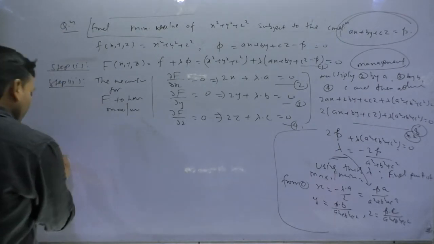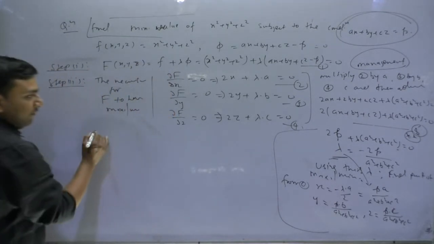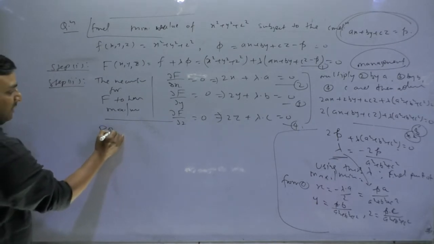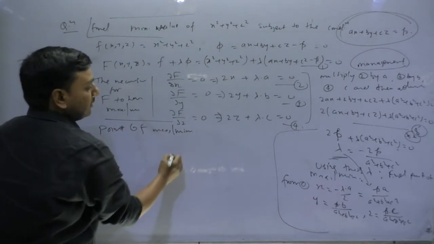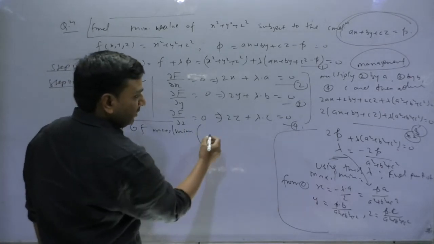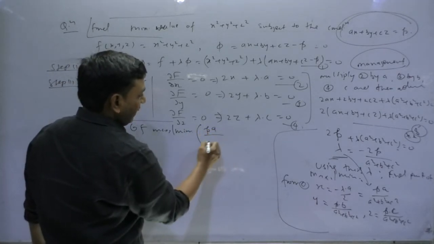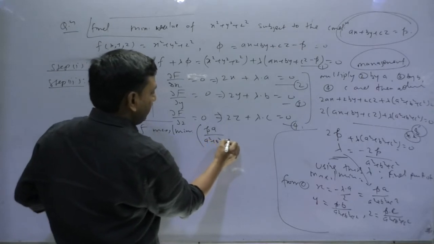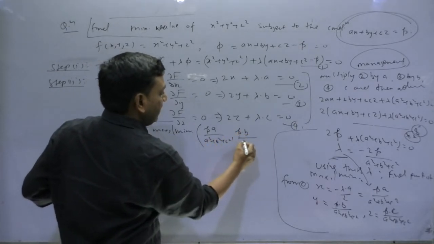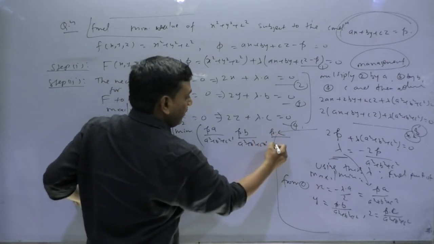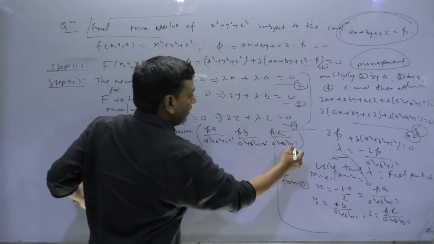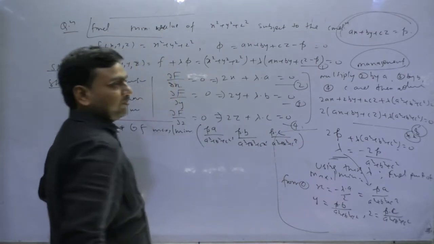Now what did I get? What will step 2 give us, friend? The point of maxima or minima, and that comes out to be (p into a upon a square plus b square plus c square, p into b upon a square plus b square plus c square, p into c upon a square plus b square plus c square). Is that clear?